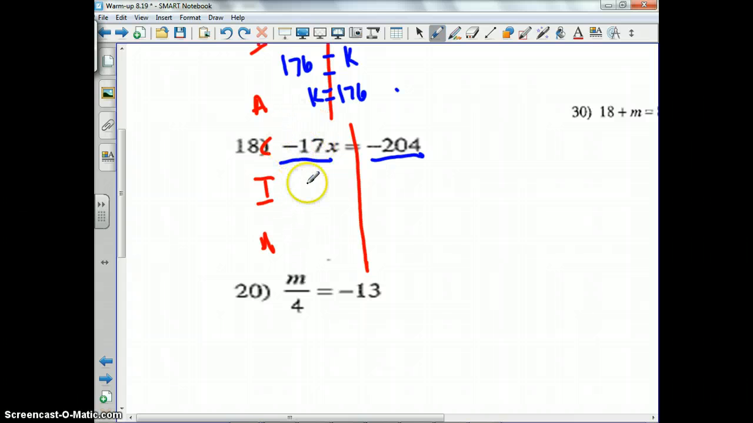And since this is a negative 17, we divide by negative 17. A lot of people want to make it positive. Once again, we're not doing the inverse of the negative like we do in sort of this problem. We're doing the inverse of multiplication, which is division, negative 17. Now that cancels out. We have x equals negative 204 divided by negative 17, which is positive 12. And we're done with that one.